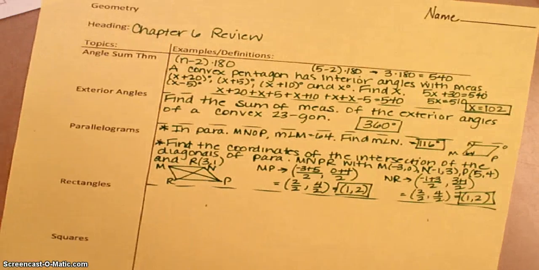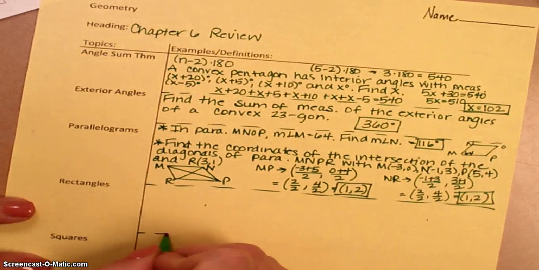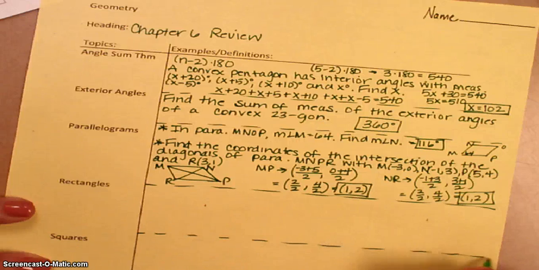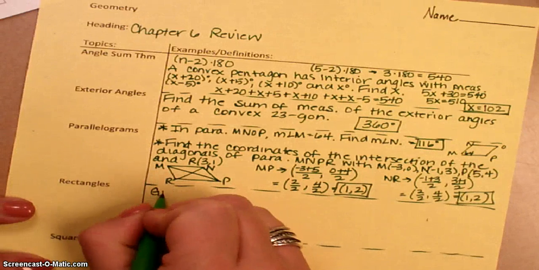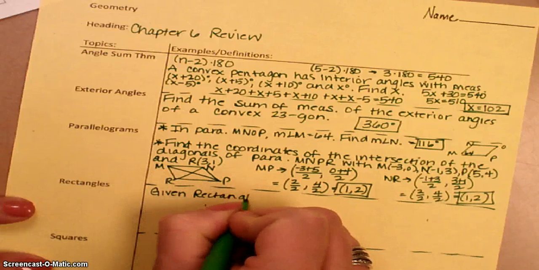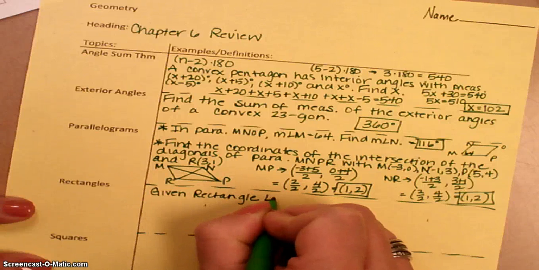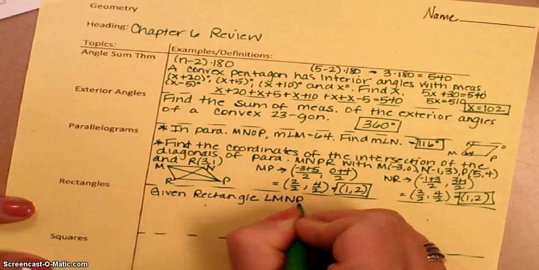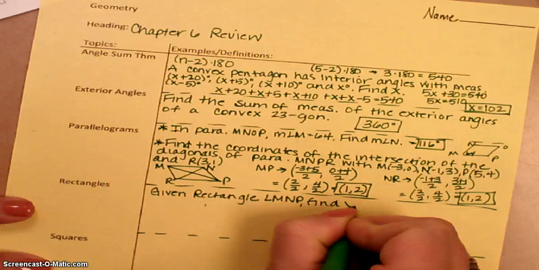All right. Rectangles. I'm going to do just one example for rectangles. And here it is. Given rectangle LMNP, we want to find x.